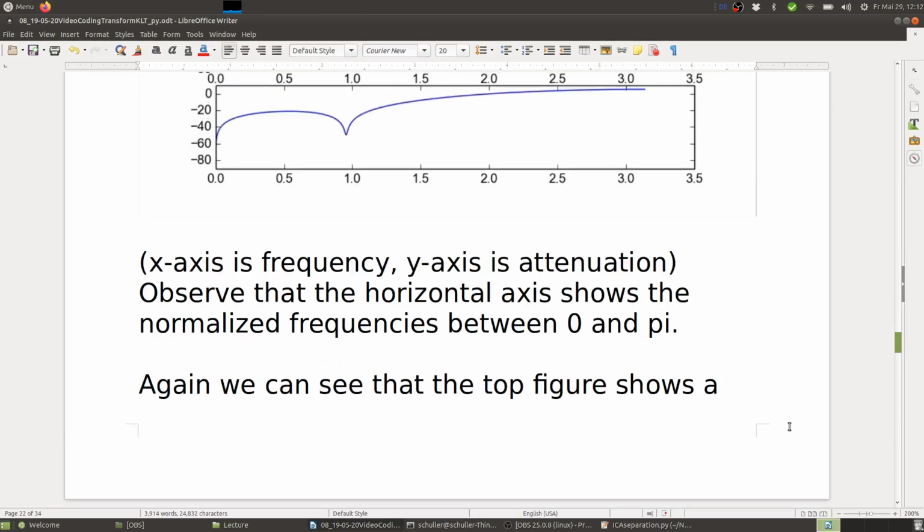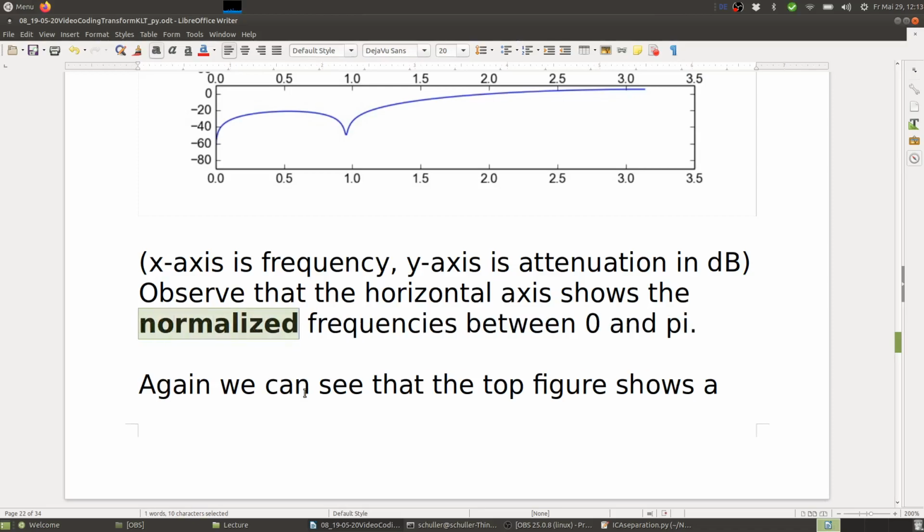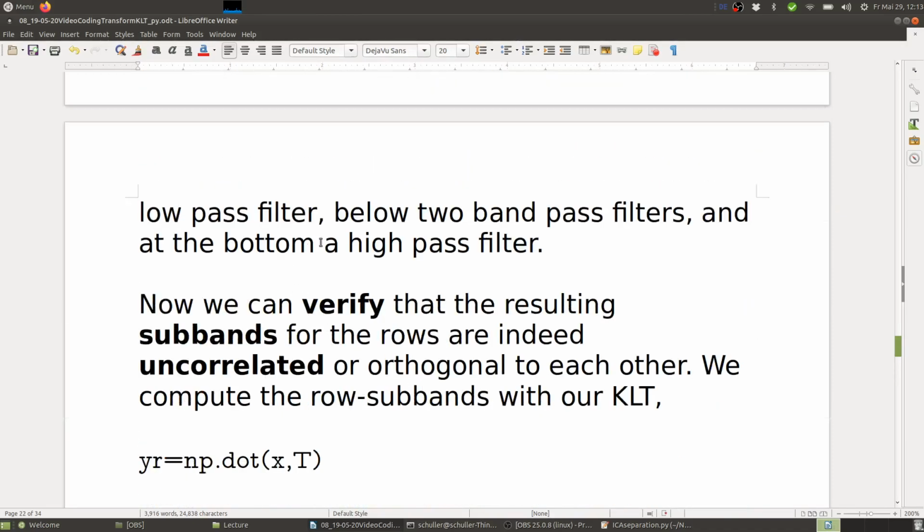Right, so a filter bank. Here the x-axis is the frequency and the y-axis is the attenuation in dB. Observe that the horizontal axis shows the normalized frequencies between 0 and pi. Again, we can see that the top figure shows a low-pass filter. Below that we have 2 bandpass filters, and at the bottom a high-pass filter.